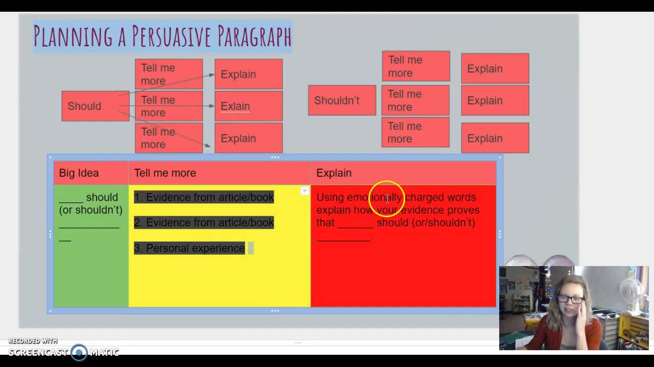And then on the explain side, you're going to explain how this evidence shows that emotional chargedness that we're going for. So usually in emotionally charged words, explain how your evidence proves that blank should happen. This is where you have to be very careful in your word choice, because you don't want to use a word that actually discounts your argument. If you are trying to convince me Harry Potter is the best, you don't want to use any word that sounds sort of negative to describe Harry Potter. Even if you like the word, if it sounds negative, you don't want to use it. You want to use words that make the thing sound positive. And that's what we will be practicing in the next few weeks. So make sure you have this down.